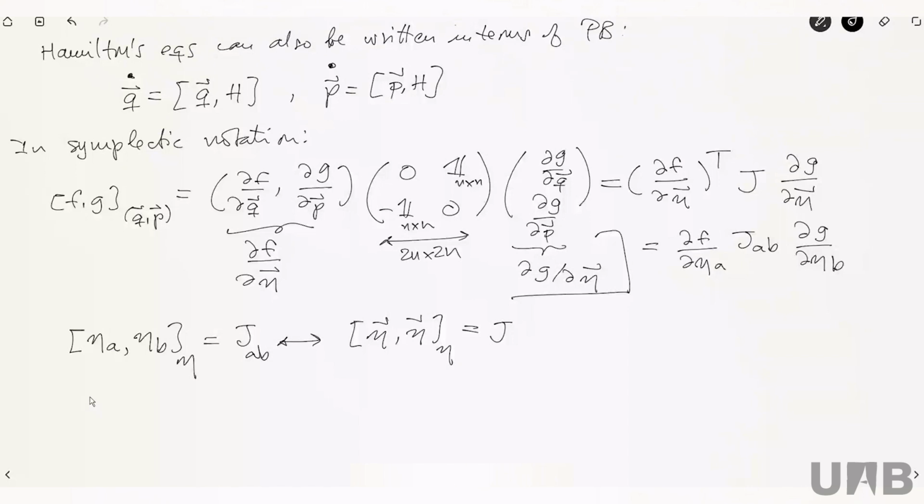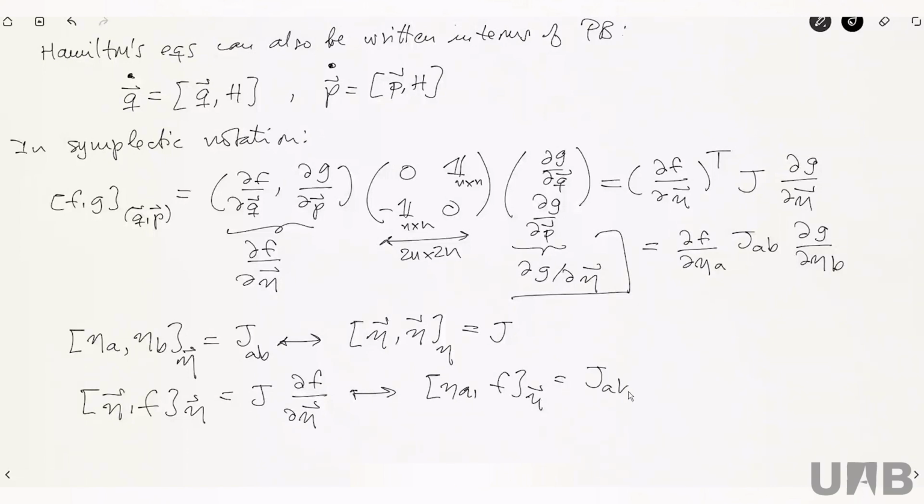Okay, more things is that if you compute the Poisson bracket of eta with a function f with respect to eta, then this is nothing but J times the derivative of f with respect to eta. So this is, in condensed notation, what we obtained before. And again, this in components is the Poisson bracket of eta_A with f with respect to eta equals J_AB partial of f with respect to eta_B.